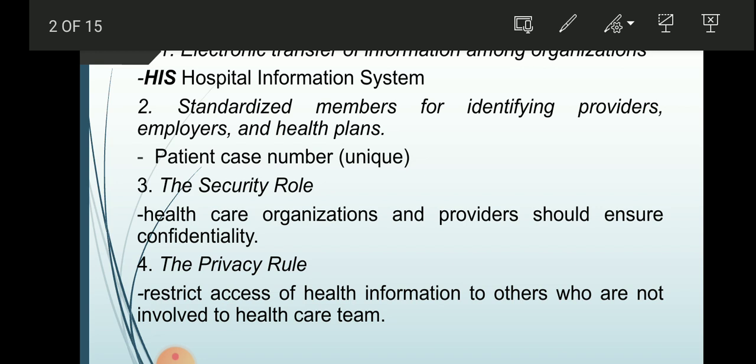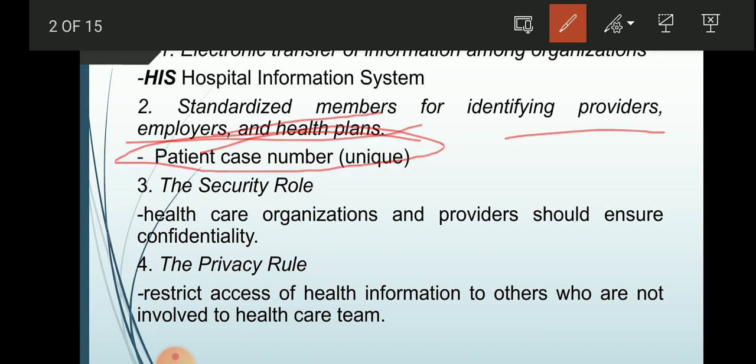The second would be standardized numbers for identifying providers, employers, and health plans. This is what we call the patient case number. So it's confidential, guys, because the case number of the patient serves as the covering method to make the information confidential. Especially, for example, when we're dealing with COVID. It's not like your full name will be divulged as being positive for that specific disease. They're just using a unique case or a unique code for that matter.